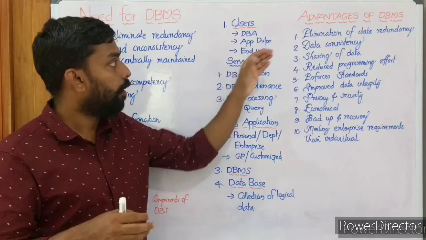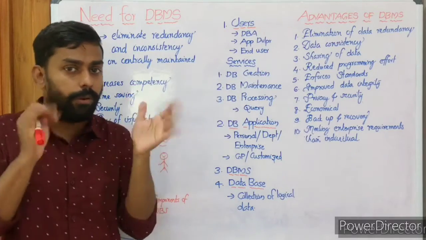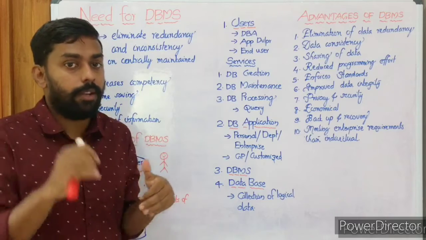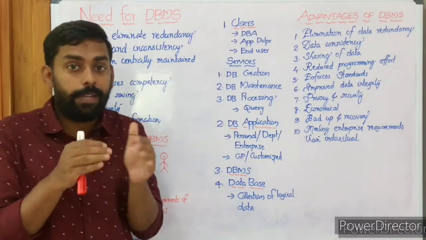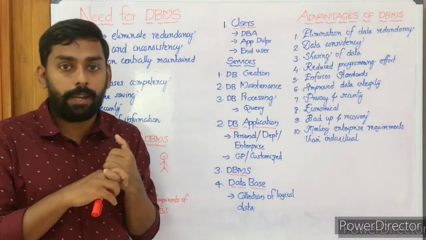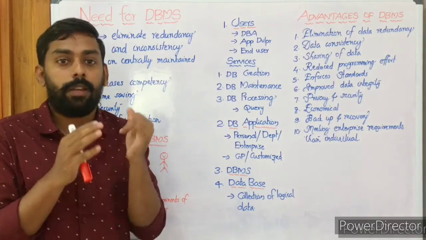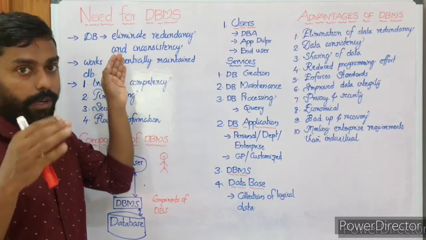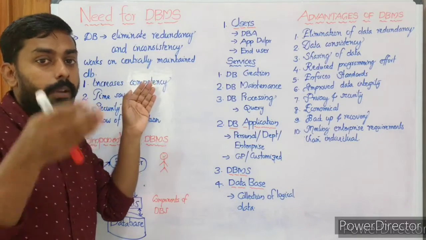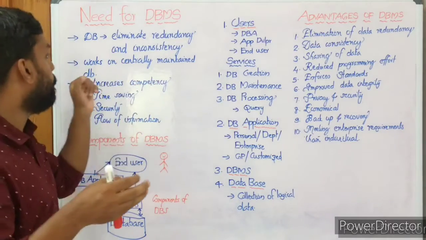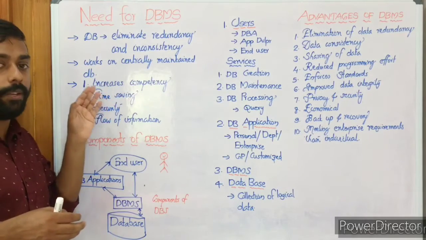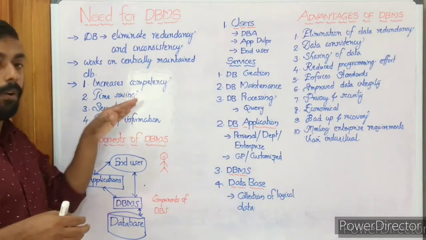Hope you get it. Let's have a quick revision. Just close your eyes and revise with me. Today we have discussed three main topics. First, the need for a database management system. The main need is that it eliminates redundancy, and in eliminating redundancy, it automatically avoids inconsistency. Then it works on a centrally maintained database. Other points are increased competency, time saving, security, and flow of information.